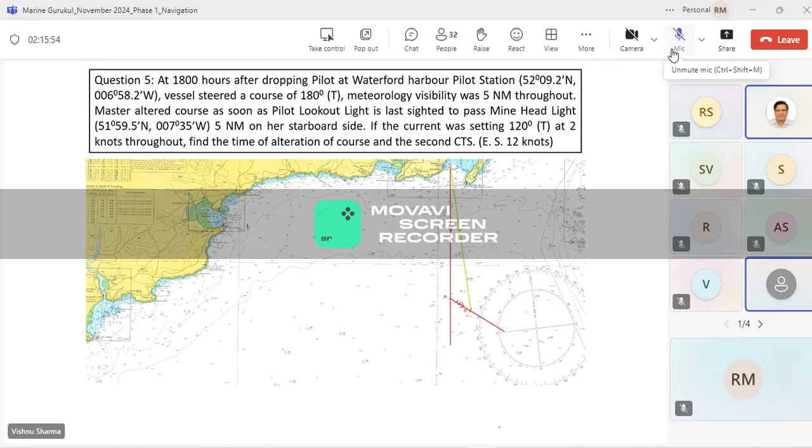It does not have to end there. It can be extended further. Everybody is comfortable up to this point, guys? Yes or no? Yes, sir. Now, height of eye is given in the question.